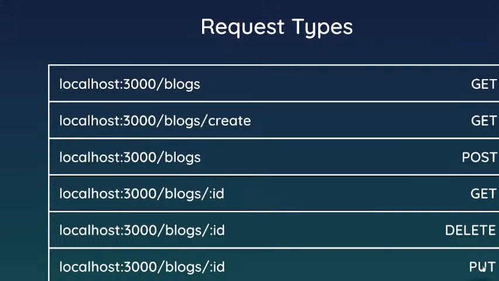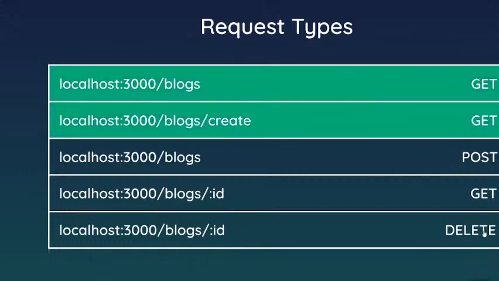So this route structure is the typical structure of a simple CRUD application. For every different data type or resource we have, for example, blogs, users, books, authors, whatever the resource type might be, it might look quite similar to this kind of structure of URLs and types of requests.